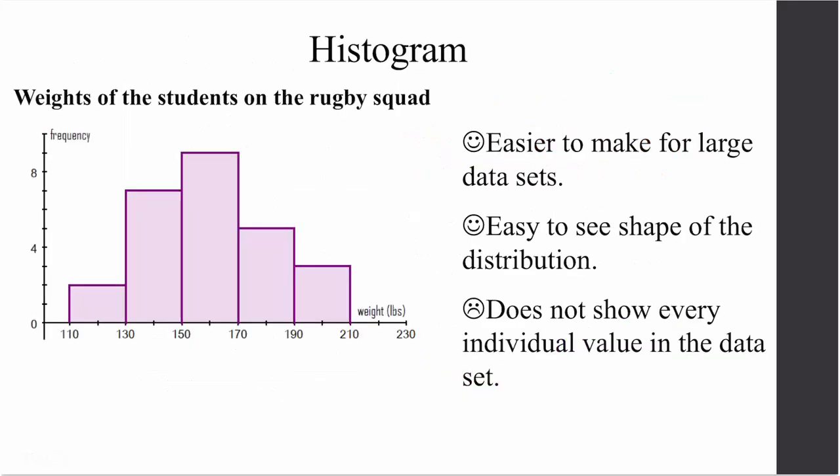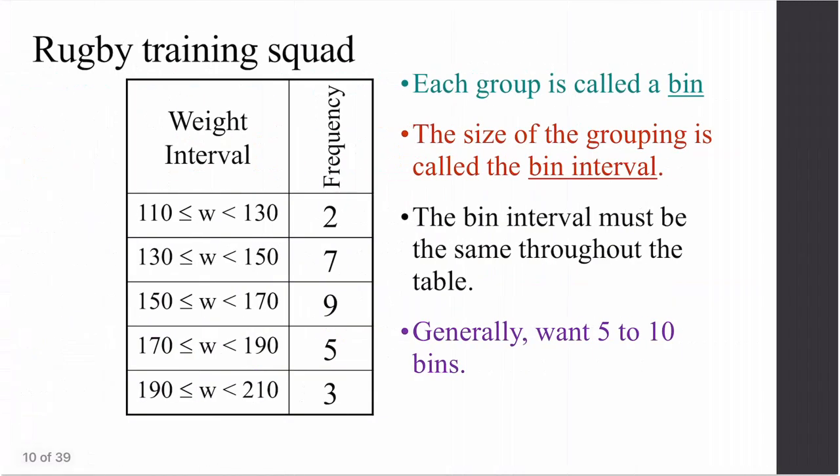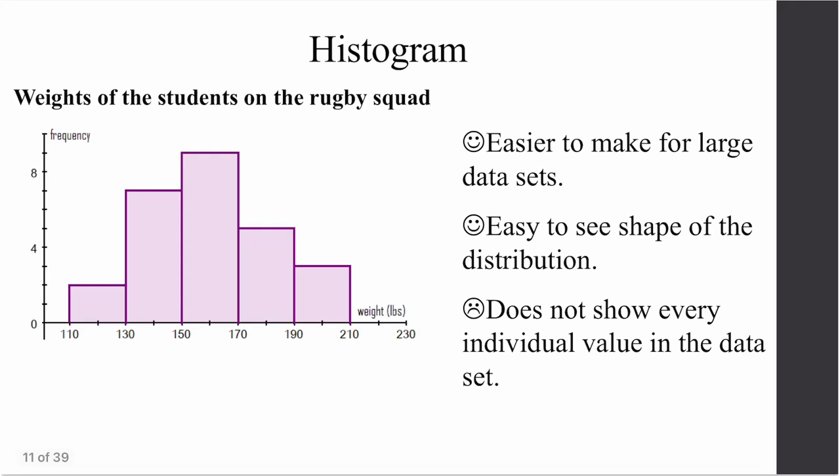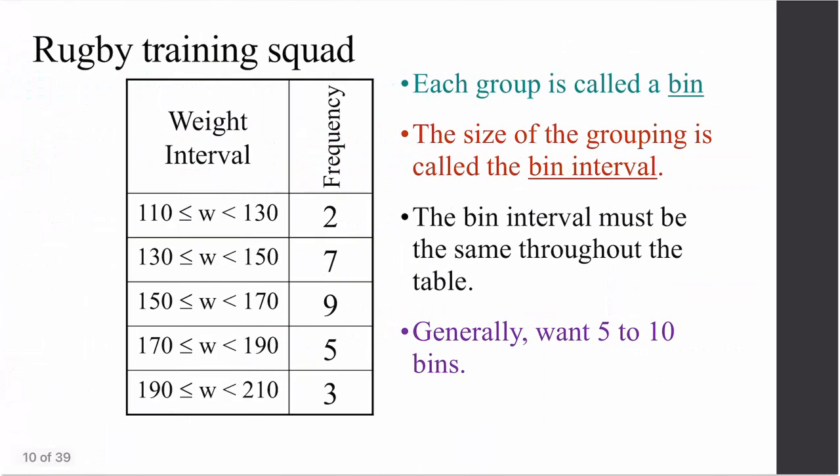Here is the histogram of that particular data. For the rugby training squad, you'll notice that my horizontal axis is measured as weight in pounds, and the vertical axis is the frequency. Another thing to point out is that the line segment where these columns are separated is the dividing line for those bins or classes. So you're going to have a column separation at 110, 130, 150, 170, 190.